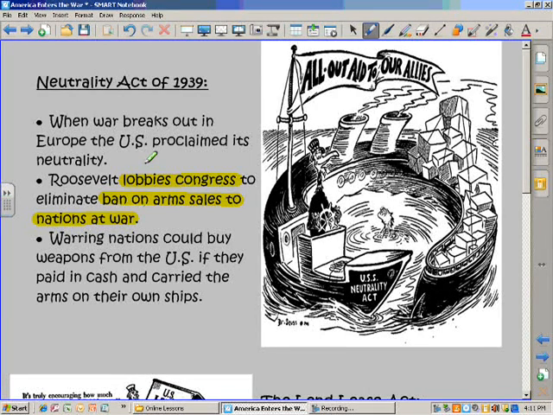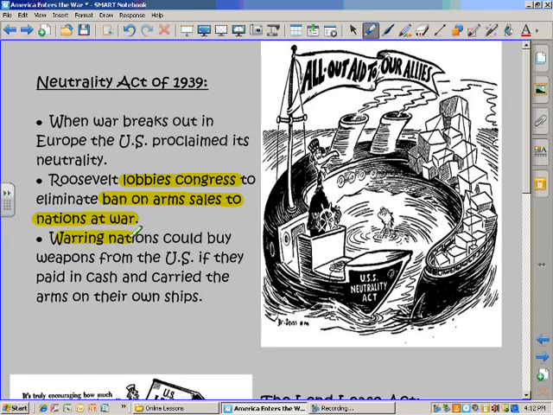So what he's saying is a ban on arms sales really is basically we're saying if you're at war, we're not going to sell you any weapons. But he lobbies Congress to get rid of this law so that we can sell weapons to countries that are at war. And again, we're looking to bring ourselves out of the Great Depression. And as I said last unit, if it hadn't been for World War II, we probably wouldn't have gotten out of the Great Depression as quickly. This pulls us right out.